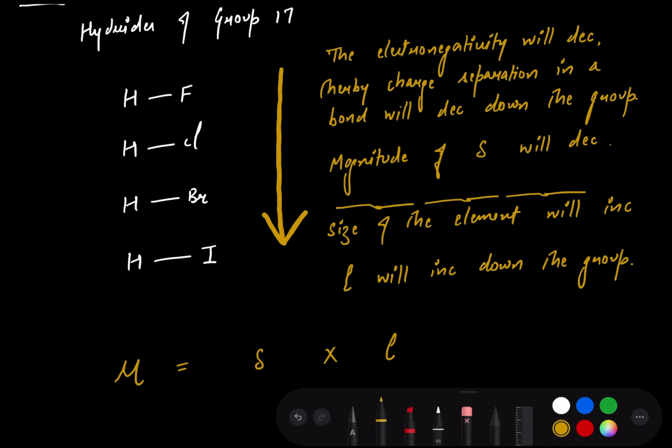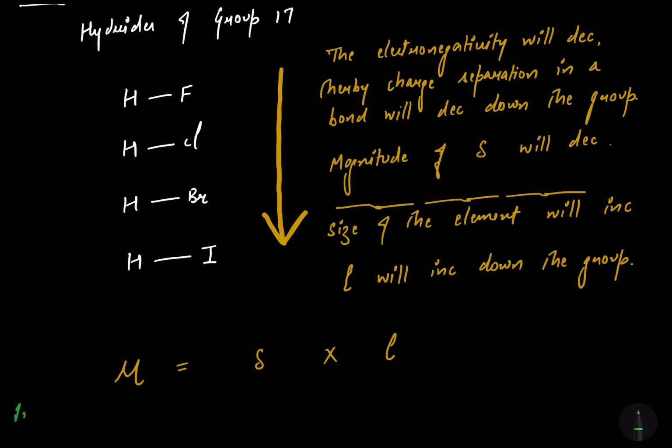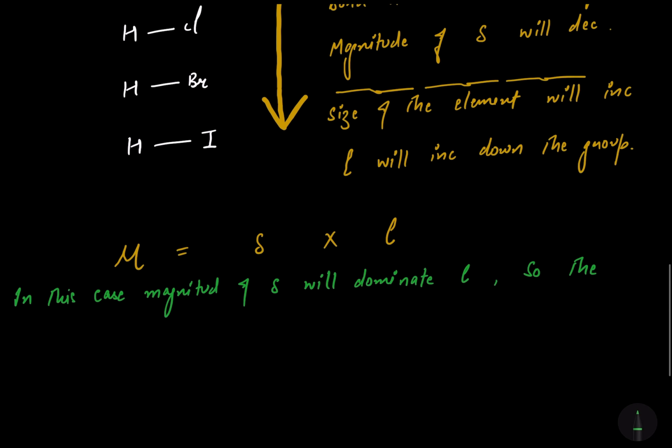So I'm writing, in this case, magnitude of delta will dominate bond length. So the dipole moment, so in this case, that is the hydrides of group number 17, the dipole moment will depend only on the magnitude of charge, which is decreasing down the group.